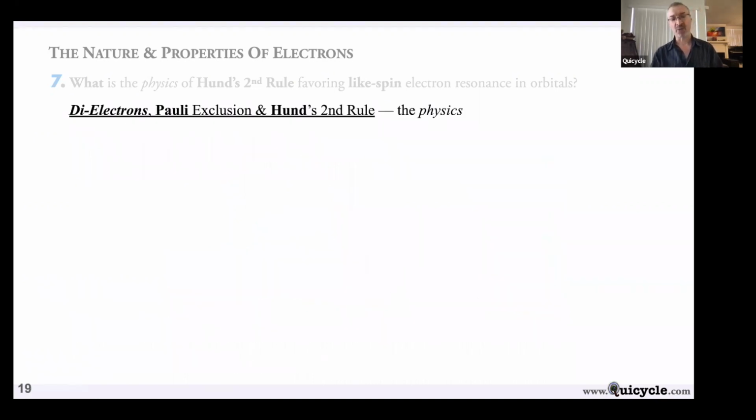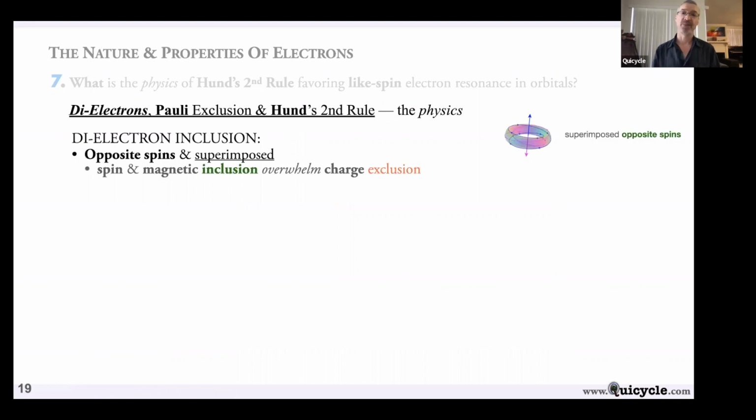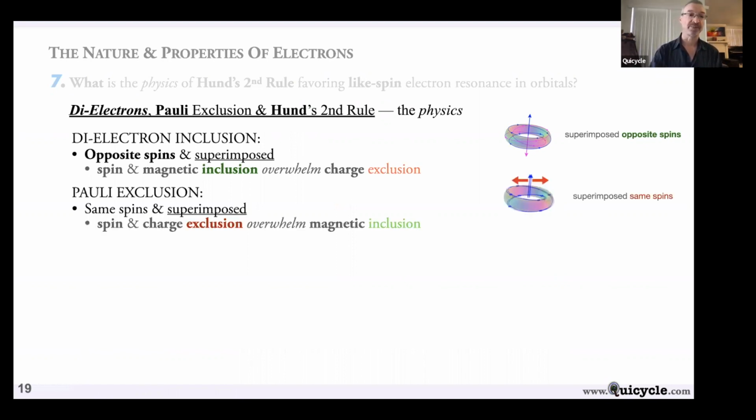So to summarize what we've said so far about the di-electron, the Pauli exclusion, and Hund's second rule in terms of the physics behind them. With di-electron inclusion, we have opposite spins that are superimposed upon one another, which gives us a spin and a magnetic inclusion, which overwhelms any charge exclusion that is present. With Pauli exclusion, when we have two superimposed electrons with the same spin, we're going to have spin and charge exclusion, and that's going to overwhelm any magnetic attraction which might be there.